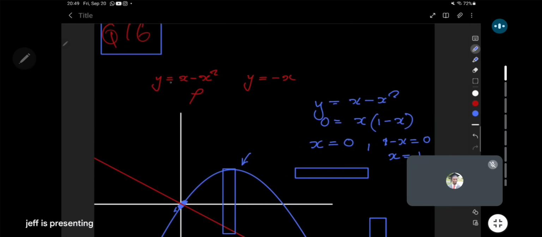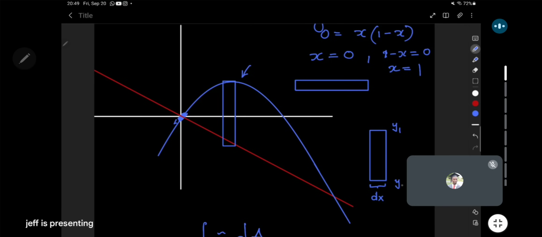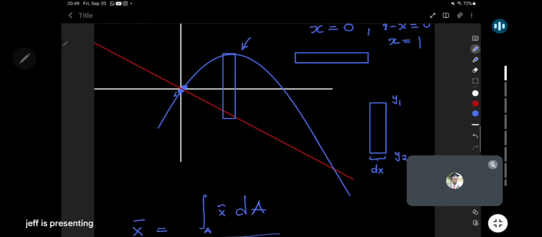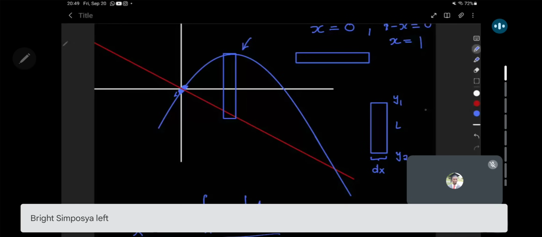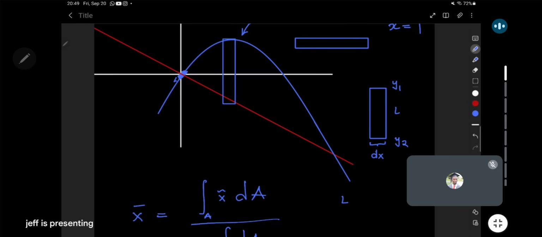That curve is the quadratic, so let's label it as y1. The lower one is the straight line, and let's label it as y2. So the upper part is the quadratic, y1, and the lower one is the straight line, y2. To get the length L, just from y2 up to y1, the length can be seen as the upper y1 minus the lower y2.